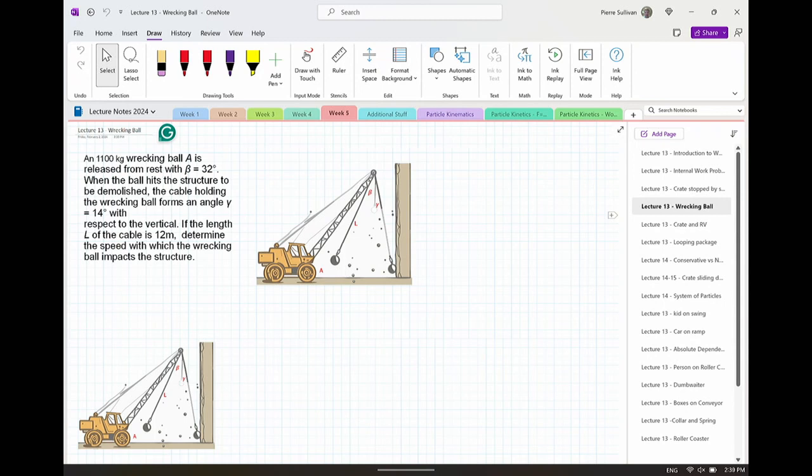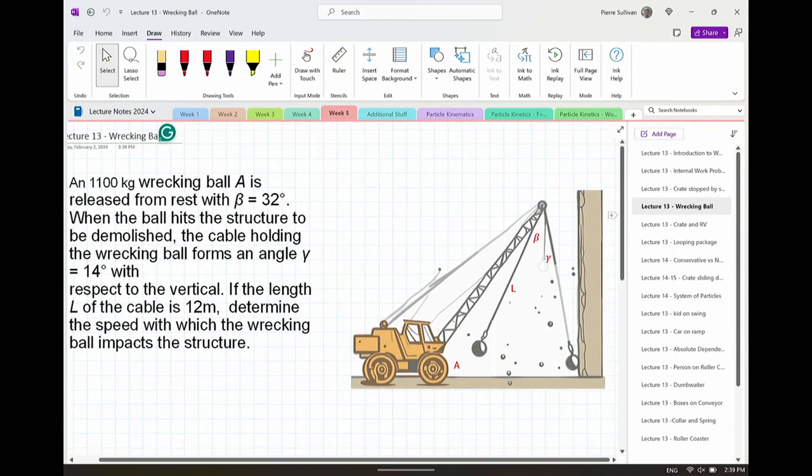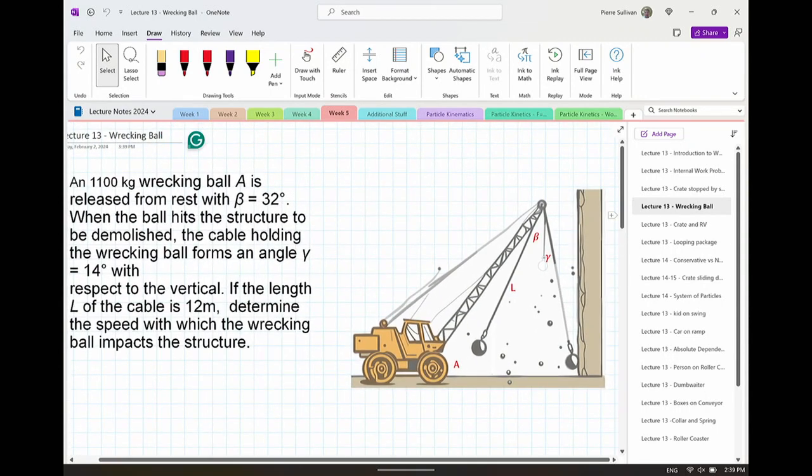So a more typical problem that you face is the standard pendulum problem put in a whole bunch of different ways. You have a 1100 kilogram wrecking ball, and it's released from an angle beta of 32 degrees. The ball hits the structure, and the wrecking ball forms an angle gamma of 14 degrees with respect to the vertical. The length of the cable is 12 meters. Determine the speed at which the wrecking ball impacts the structure. So, you start from rest, you have the thing swing out, and then it impacts against the surface.